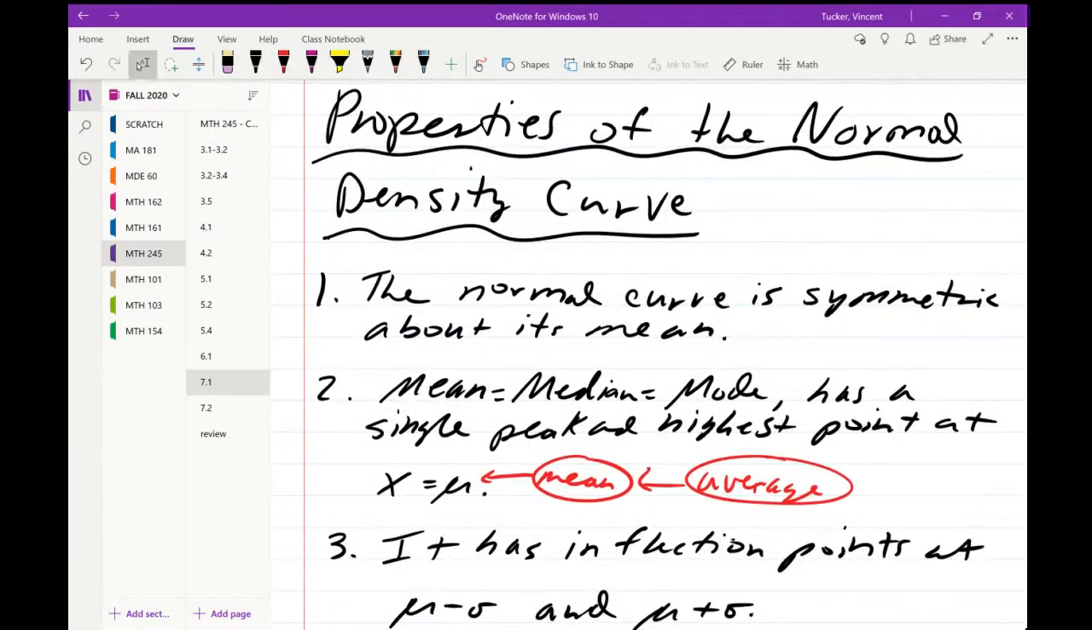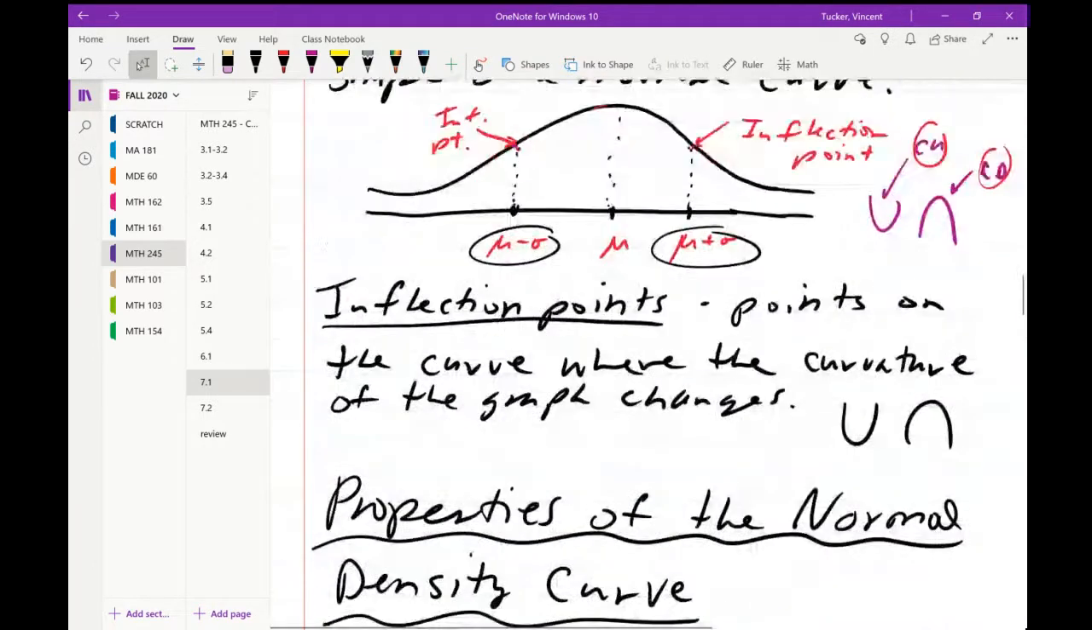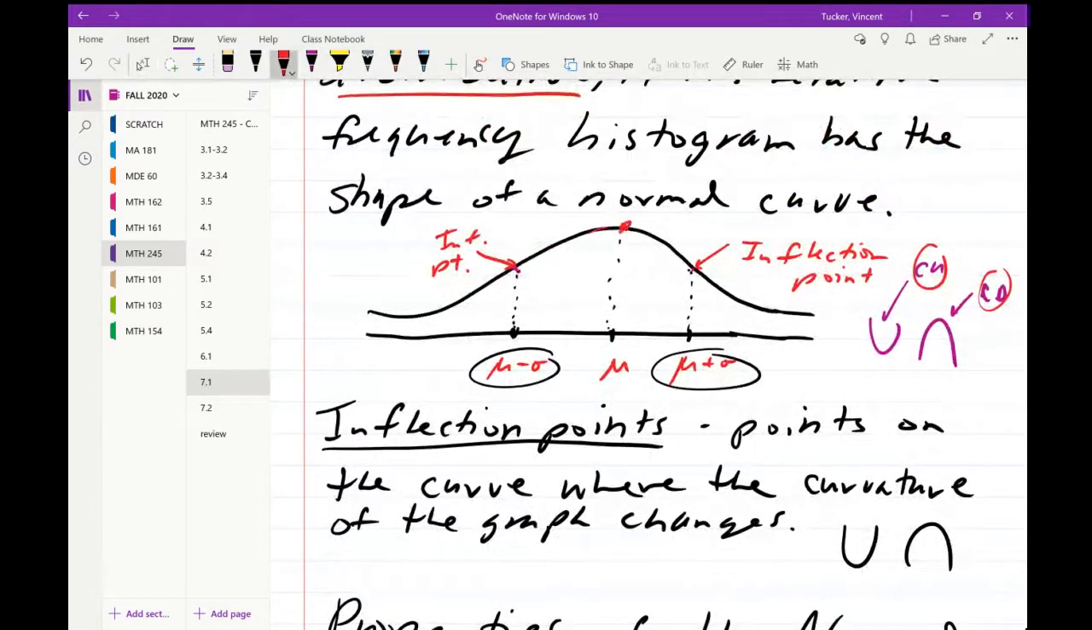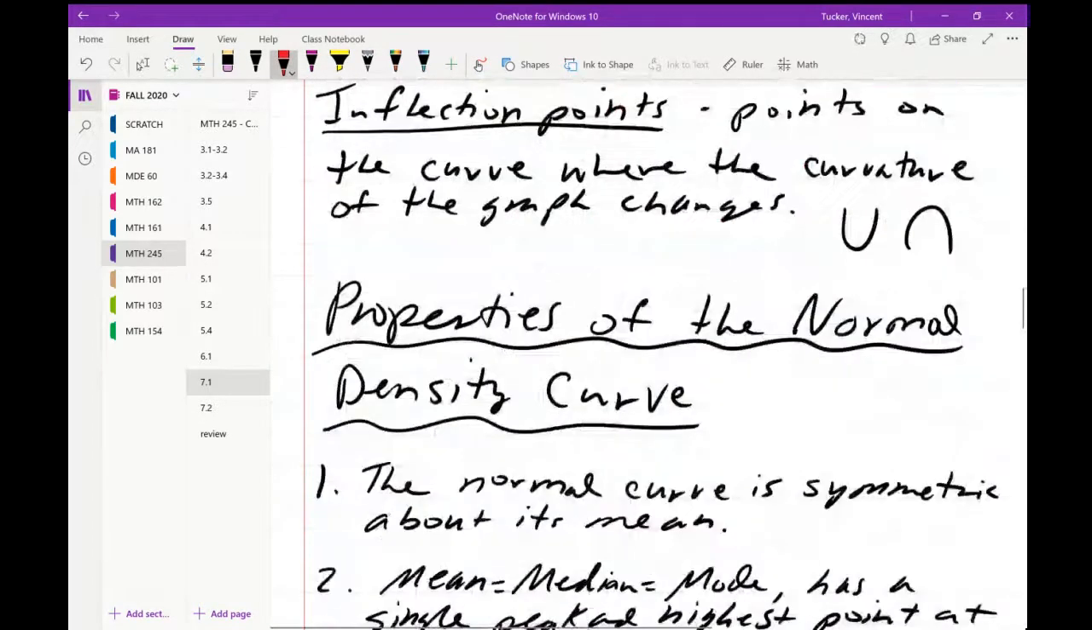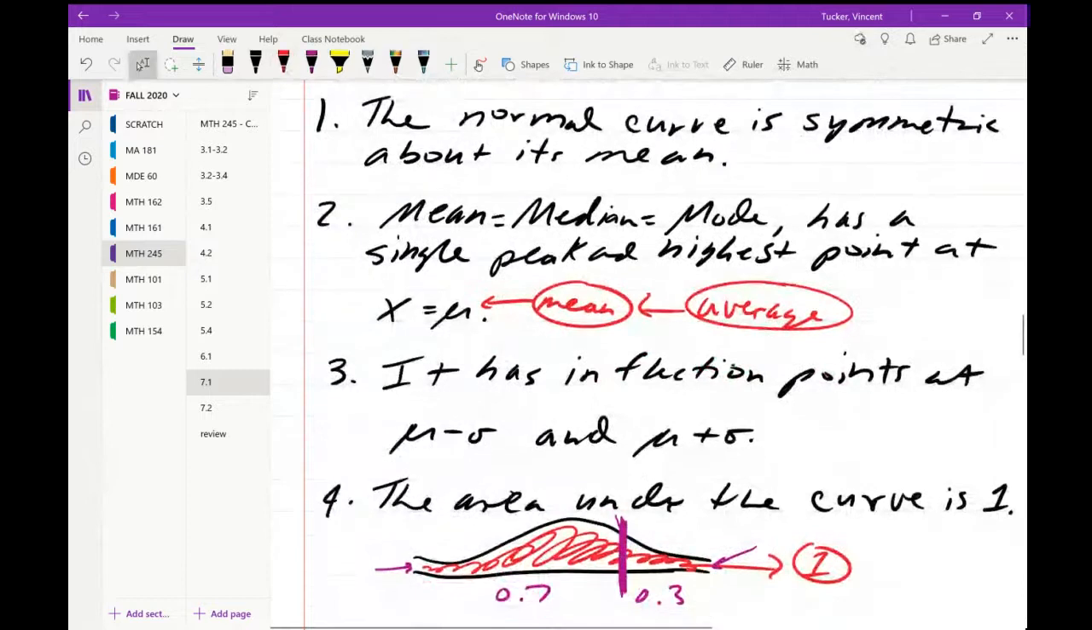All right, so properties of the normal density curve. That second point is that the mean is equal to the median, which is equal to the mode. It has a single peak or highest point at your mean or your average. Remember, we saw that going back here. The highest point is right here at the mean in the middle. That's what they're talking about. We already mentioned number 3, that it has inflection points at adding a standard deviation and subtracting a standard deviation from the mean.